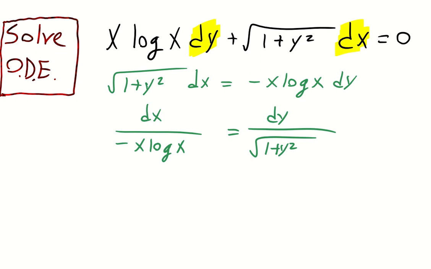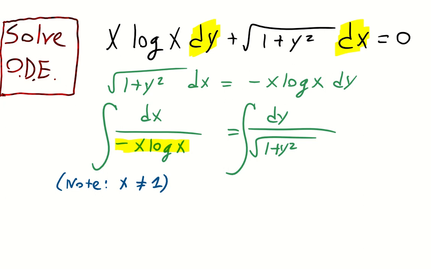And now we can anti-differentiate. But also, let's notice one important thing on the left-hand side. We have this negative x log x. It's in the denominator. We don't want that to be 0. When would that be 0? When x is 1, because the logarithm of 1 is 0. So note, x cannot equal 1. And this note will come in handy later on.